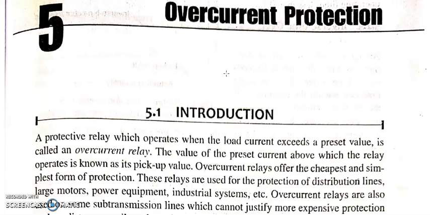The overcurrent relay offers the cheapest as well as the simplest form of protection. It is also used in distribution lines, large motors, power equipment, industrial systems, etc. Overcurrent relays are also used in some sub-transmission lines. A scheme that incorporates overcurrent relays for the protection of the power system is known as overcurrent protection. An overcurrent protection scheme may include one or more overcurrent relays.